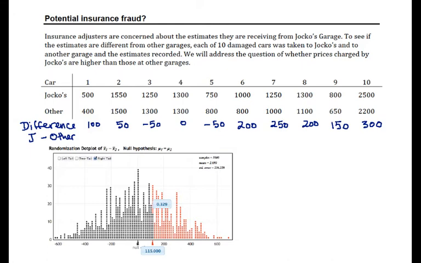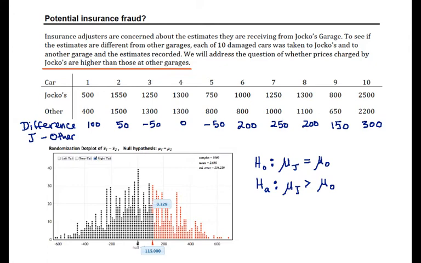To address the question of whether prices charged by Jocko's are higher than those at other garages, we might start with the hypotheses. H0: the mean at Jocko's is equal to the mean at other garages. And HA, our alternative hypothesis, is that the mean at Jocko's is greater than the mean at other garages. This is mu sub O, not mu naught, since what we're actually looking at is a comparison between two different parameters.